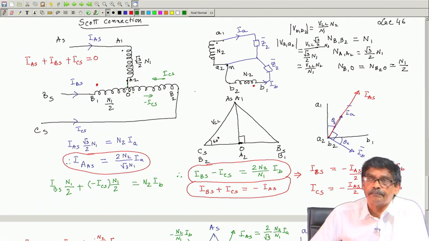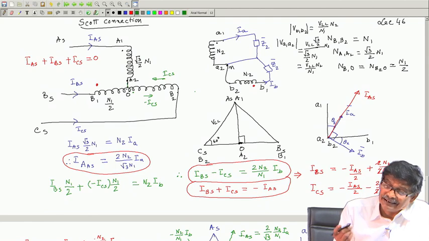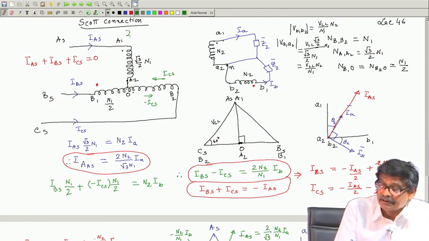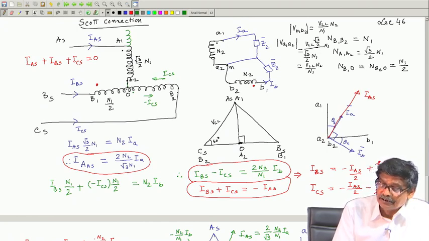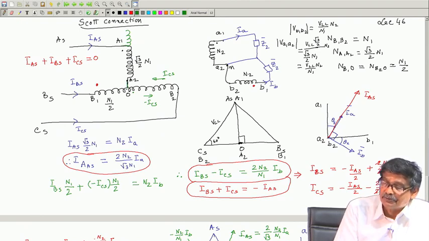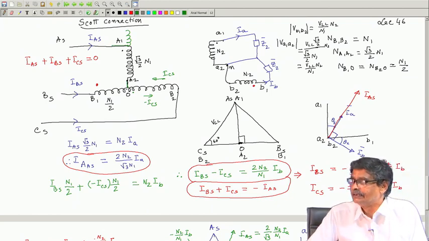Secondary turns are same. So, what actually people do is this, they say take two identical transformers having same turns, this is also N 1, this is also N 1, one primary should have a center tap, another primary should have a tapping at root 3 by 2 percent, that is 87% or so.